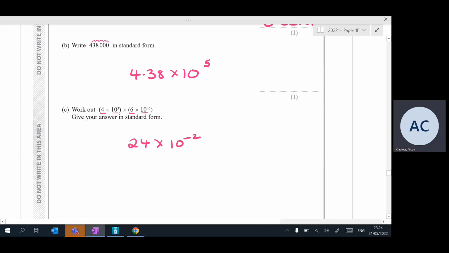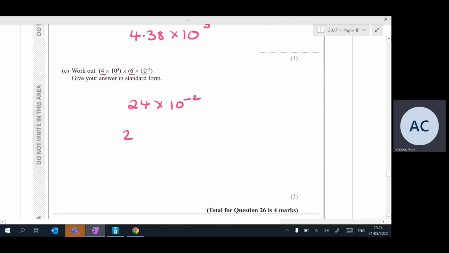There we go. Okay, and then that's not in standard form because remember this number at the front has to be between 1 and 10. So I need to change it to 2.4. So if I want to change 24, it's going to be 2.4 multiplied by 10. So therefore, if I click those together, 10 to the 1 times 10 to the minus 2 will give me 10 to the minus 1.